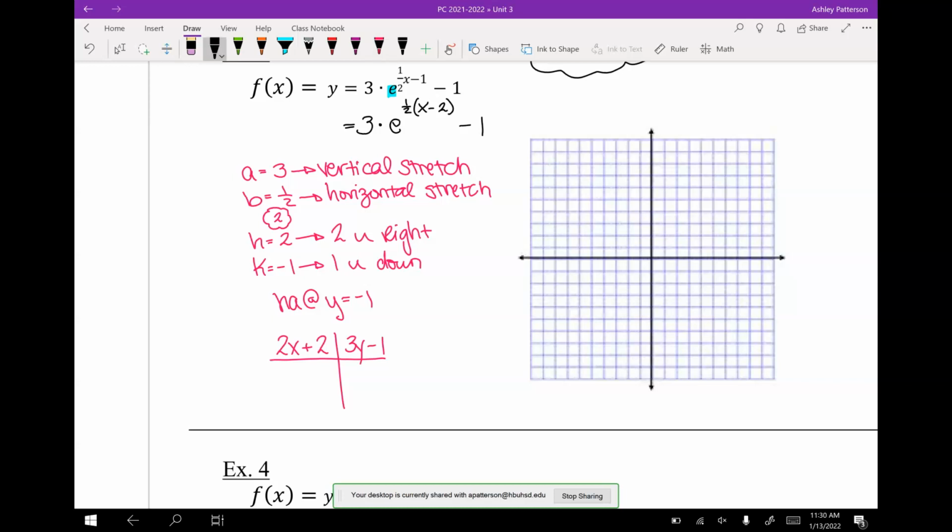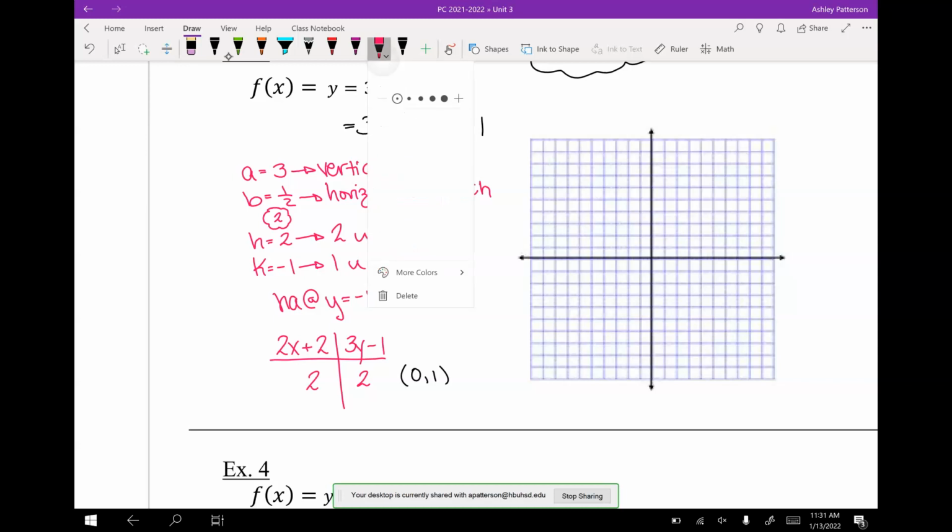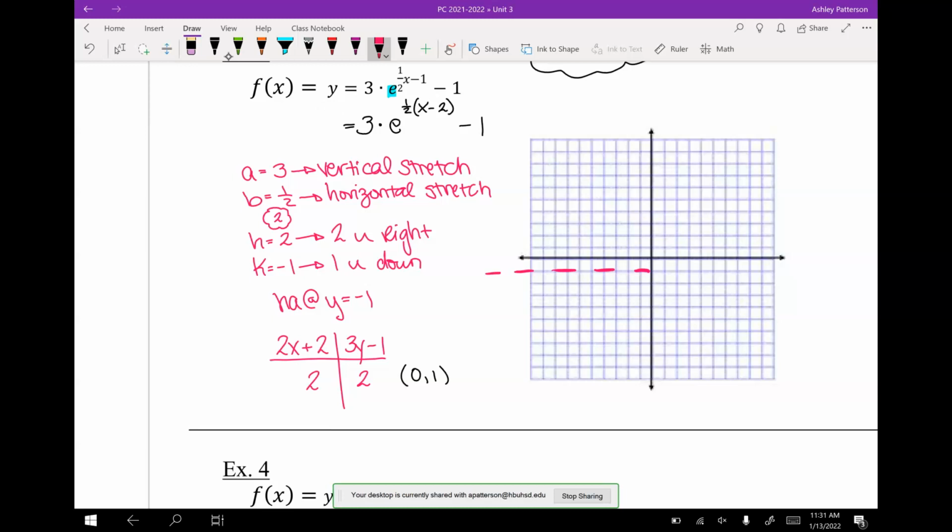The only point that we are going to transform is what? What's the x value? There it is. Okay, 0, 1. So if we plug in 0 for x into the table, we get 2. If we plug in 1 into the table for y, we get 2. Okay, here we go. Putting it all together. Our asymptote is at y equals -1. The point we found is at 2, 2.